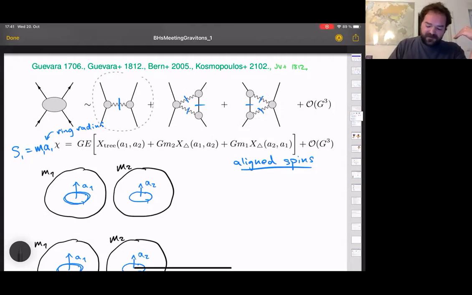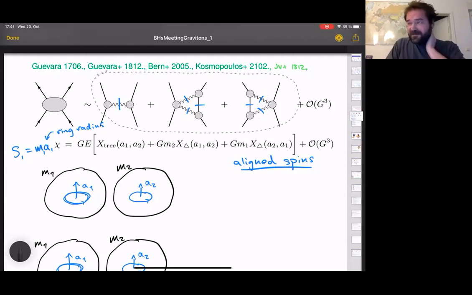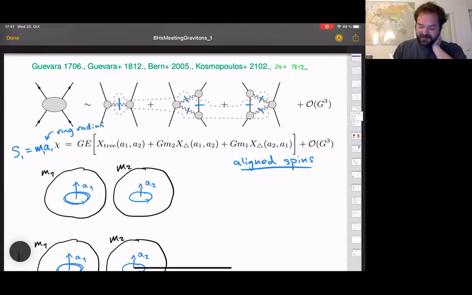And tree level corresponds to linear in G, 1PM. In one way of organizing the calculation, these are the only unitarity cuts that are needed to determine the relevant classical part of the amplitude. So really that's just this one at tree level, and just the one at the one loop level and its mirror image.